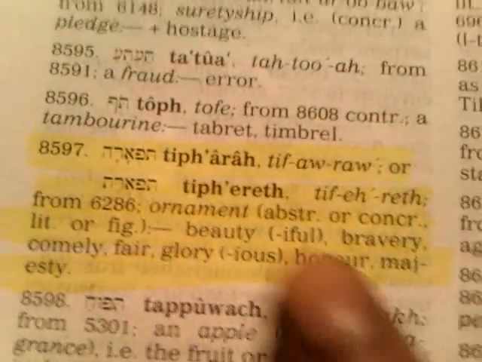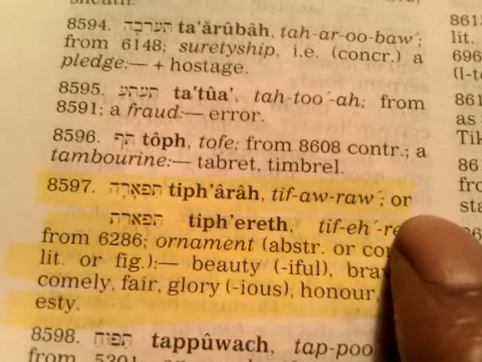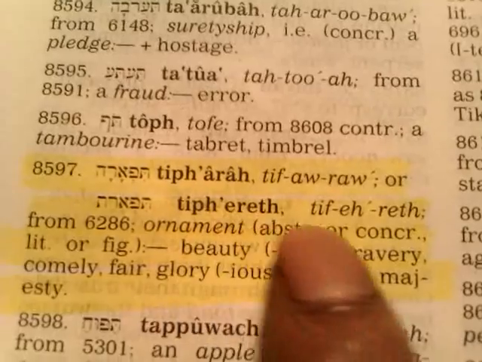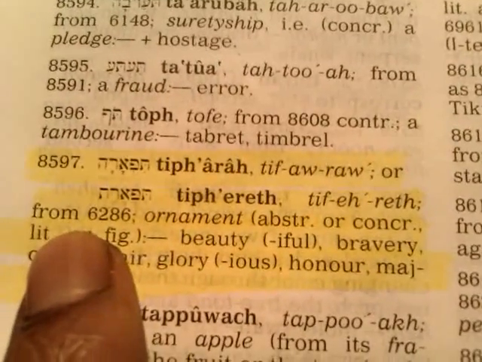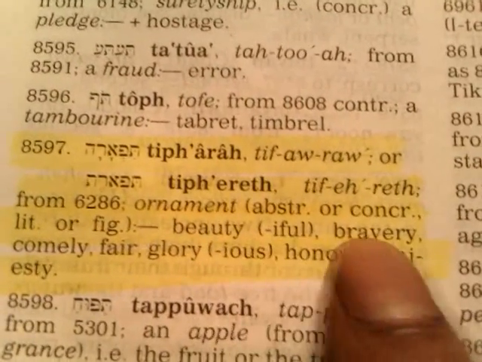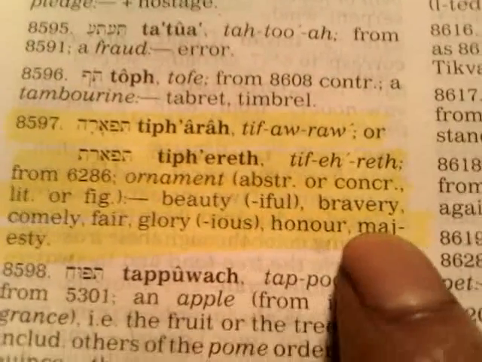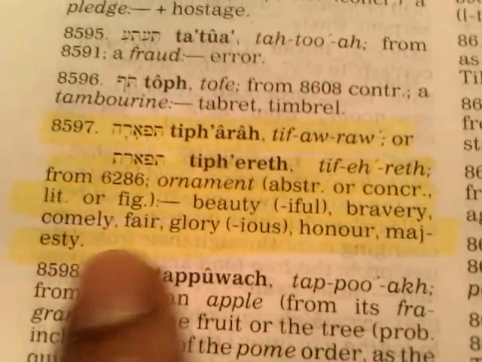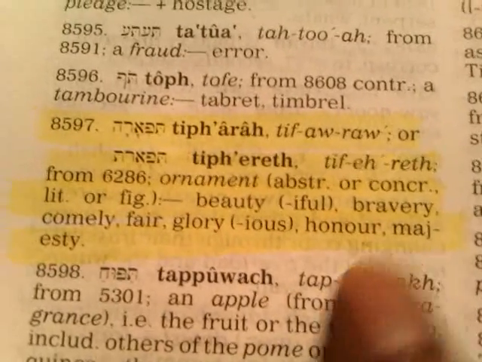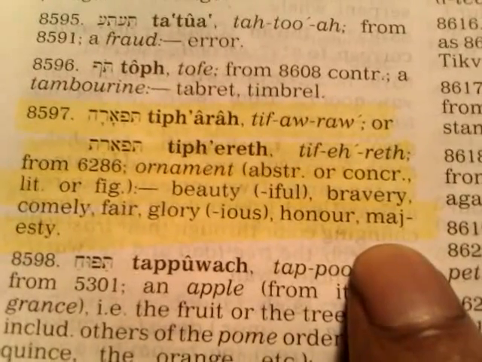In fact, over here, we have on the hard copy, TIPHERETH. And from the root 6286, ornament, abstract, literal, figurative, beauty or beautiful, bravery, comely, fear, glorious, honor. And here's the key right here: majesty, glory, honor, majesty.